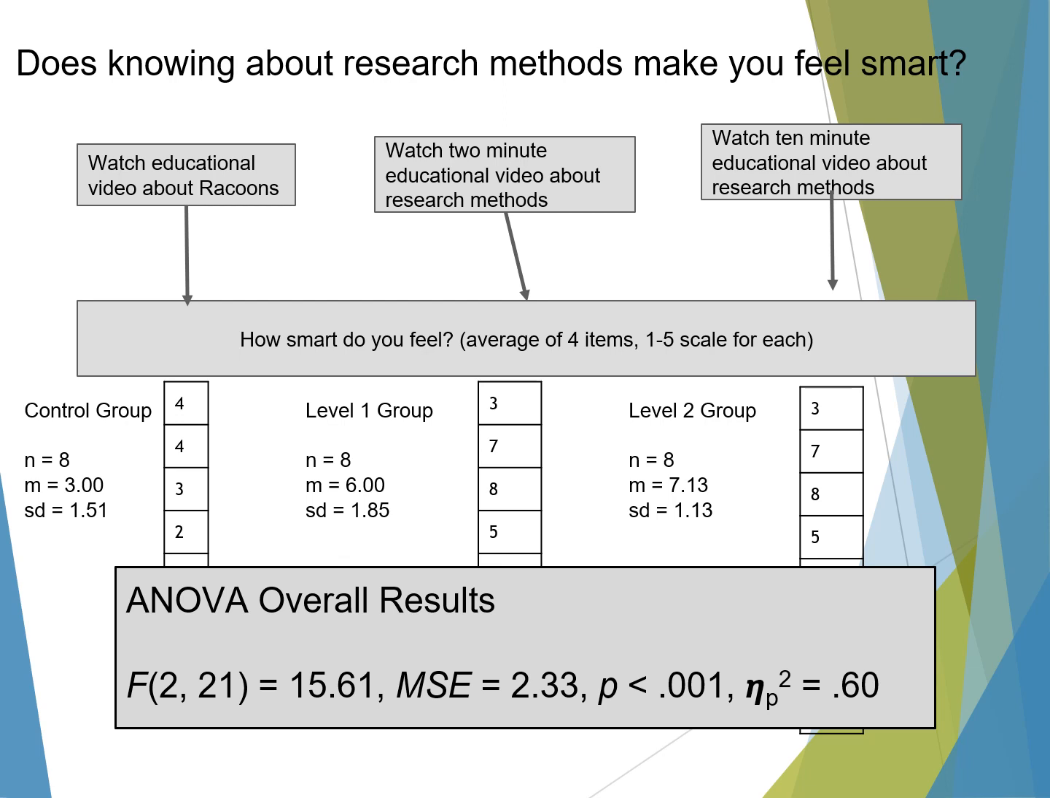So when we get our results, the things that we want to report on for the overall test is that F and the degrees of freedom associated with it. Sometimes we also report on the mean square error. We, of course, want to report on the p-value associated with the F, and then partial eta squared is that last one, which is a measure of effect size.